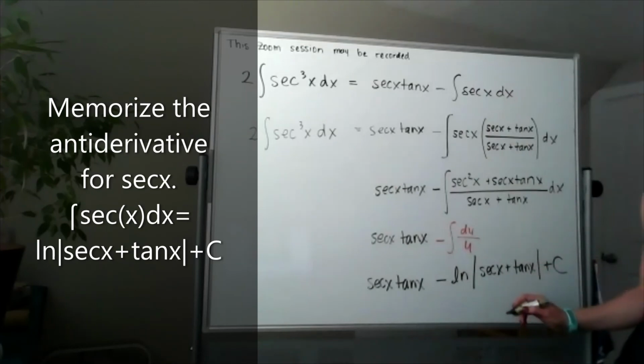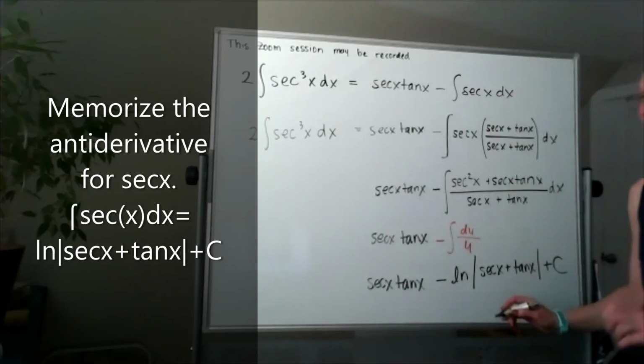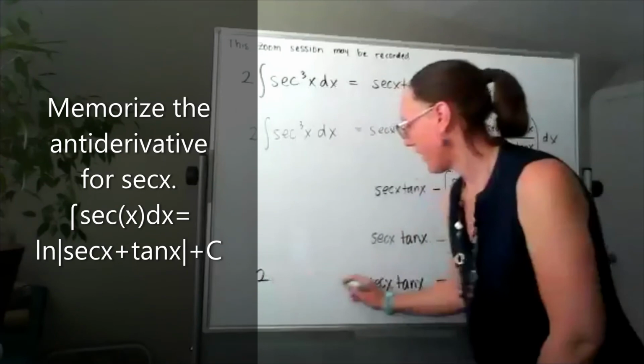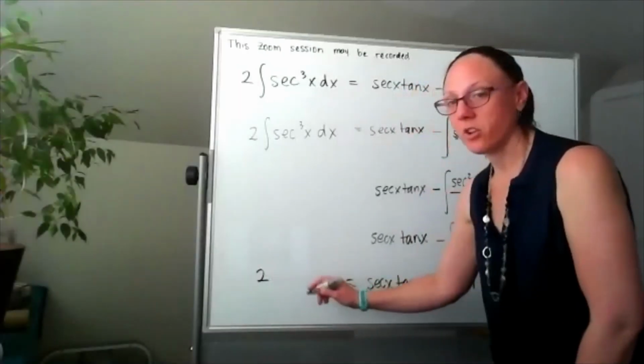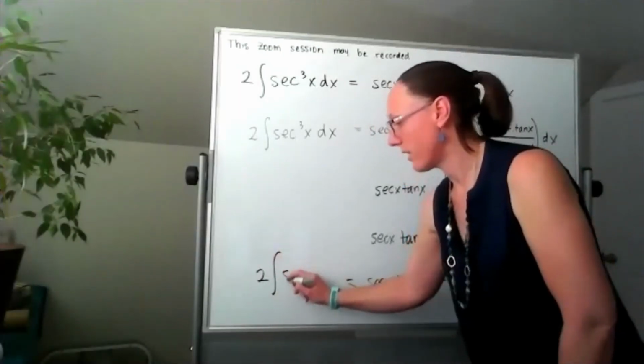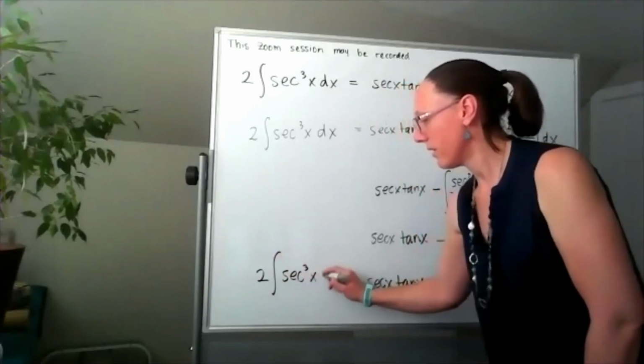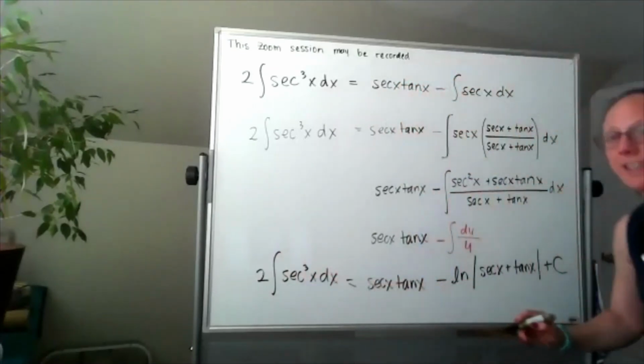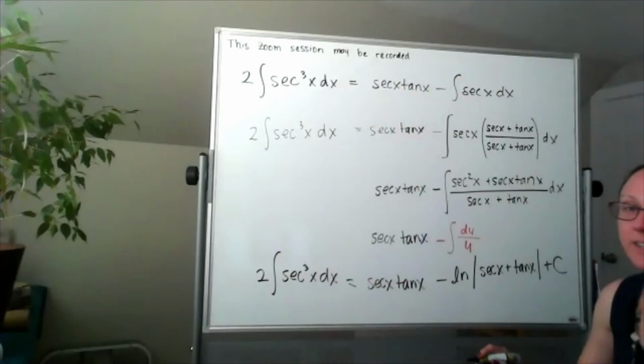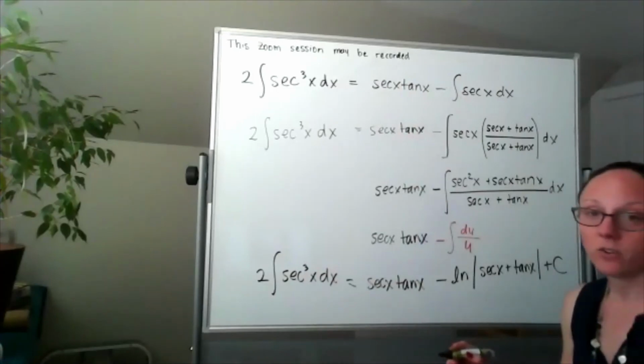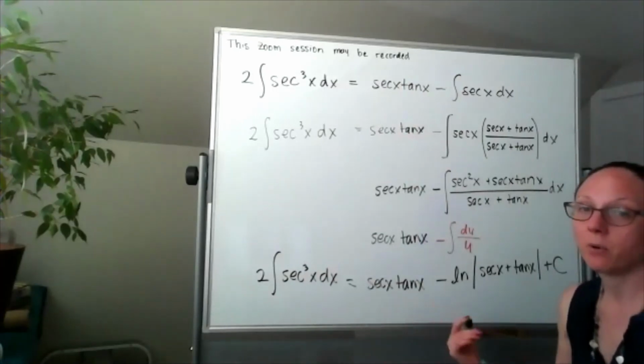We are almost done with this entire integral, except for the fact that on that left-hand side, we're still looking at 2 times the integral of secant cubed x dx. To get the integral by itself, the integral that we wanted the value of, we're going to divide both sides by 2.